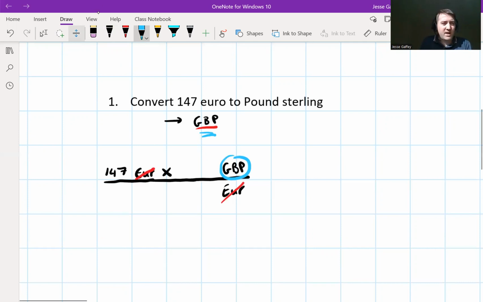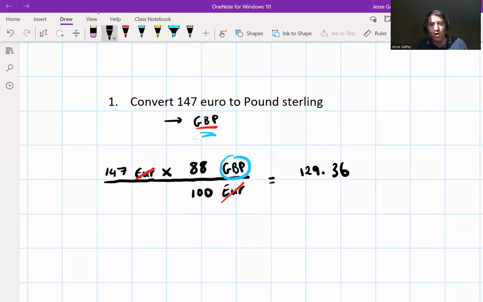So the next thing is to write down the numerical relationship. And what we learned over here is that there are 88 Great British pounds for every 100 euros. So now I've got my sum to do. 147 times 88 all over 100. 147 times 88, all that is divided by 100. And that'll give me my answer in GBP.